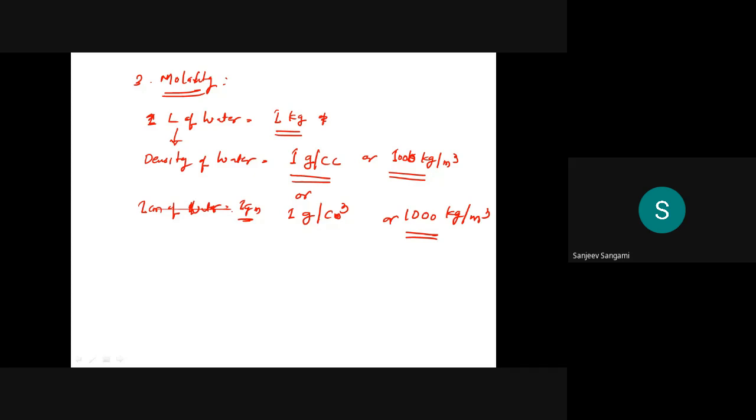The concept is very simple. You take 1 liter of water and weigh it on a weighing balance, deducting the jar you are using. Definitely it will give you 1 kg of water. But it may not be the same for other liquids.